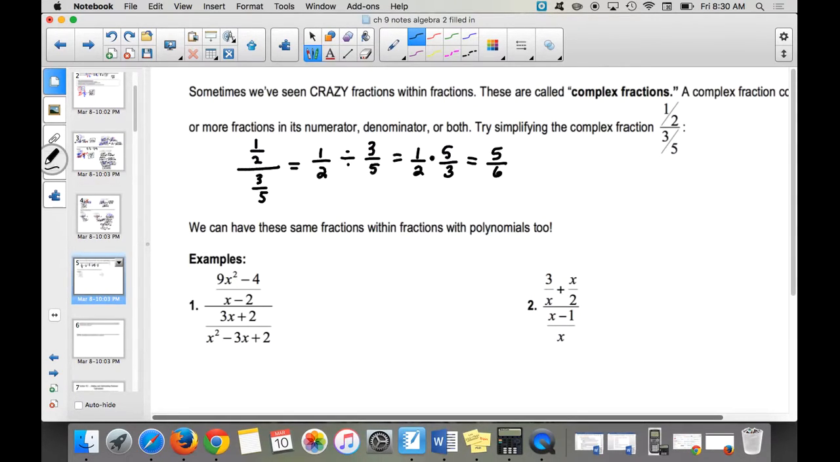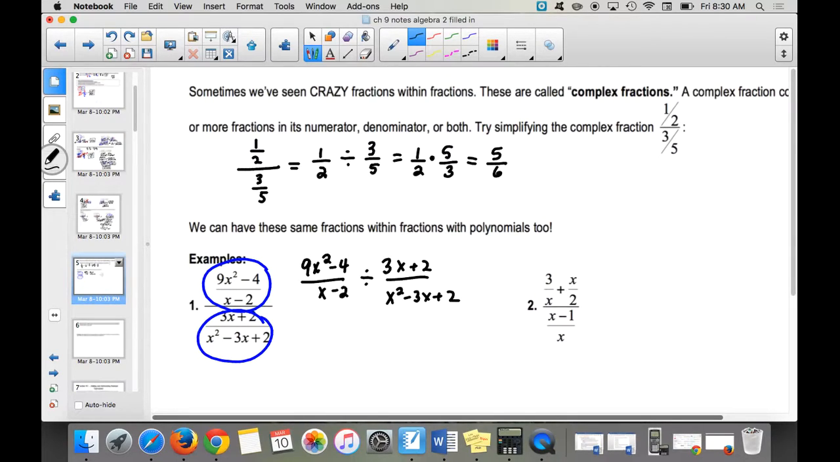So we do exactly the same thing with these ones. So we think of it as 2 separate fractions with a division sign in between them. So we're going to say, okay, well, I really have 9x squared minus 4 over x minus 2, and I'm dividing by 3x plus 2 over x squared minus 3x plus 2.